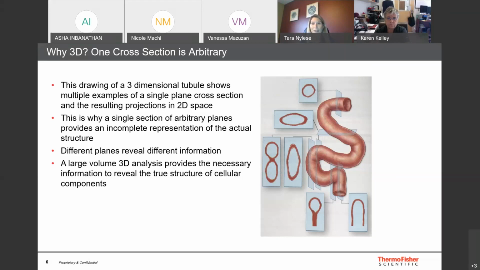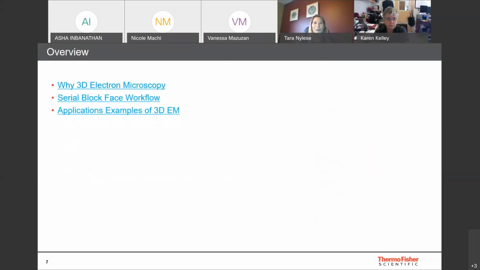On the very top, the 2D projection is easy. We look at the cross-section and it's a circle and we're like, aha, okay, that's a tubule, but we don't know if it's a straight tubule and so on. Then when we take different 2D cross sections through different planes of the 3D structure, we get all of these varieties of projections, and it becomes really challenging for our brains to make that interpretation of what we're actually looking at. This is why we want to look at 3D electron microscopy.